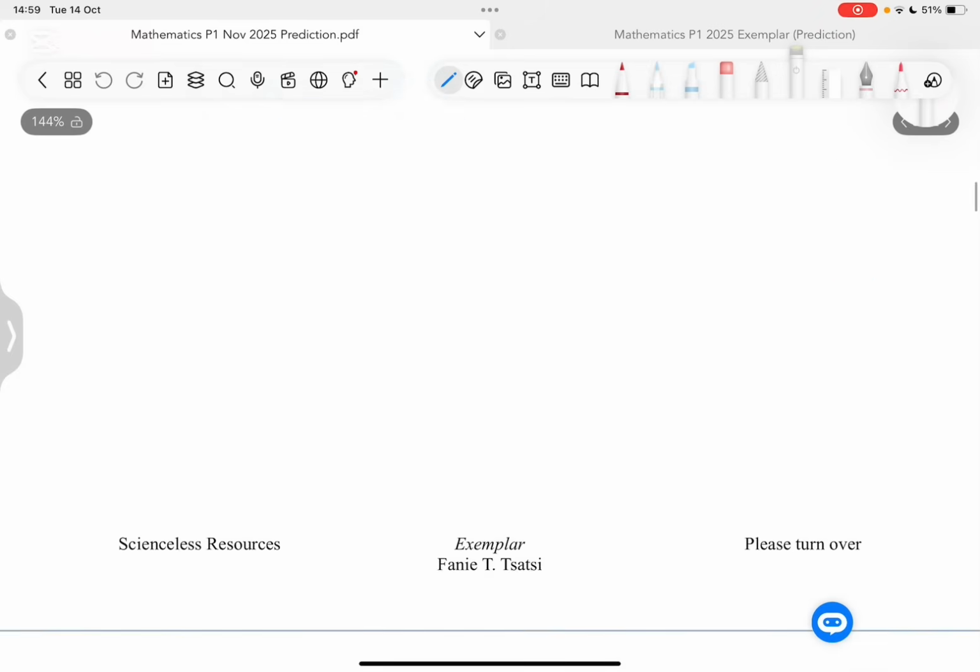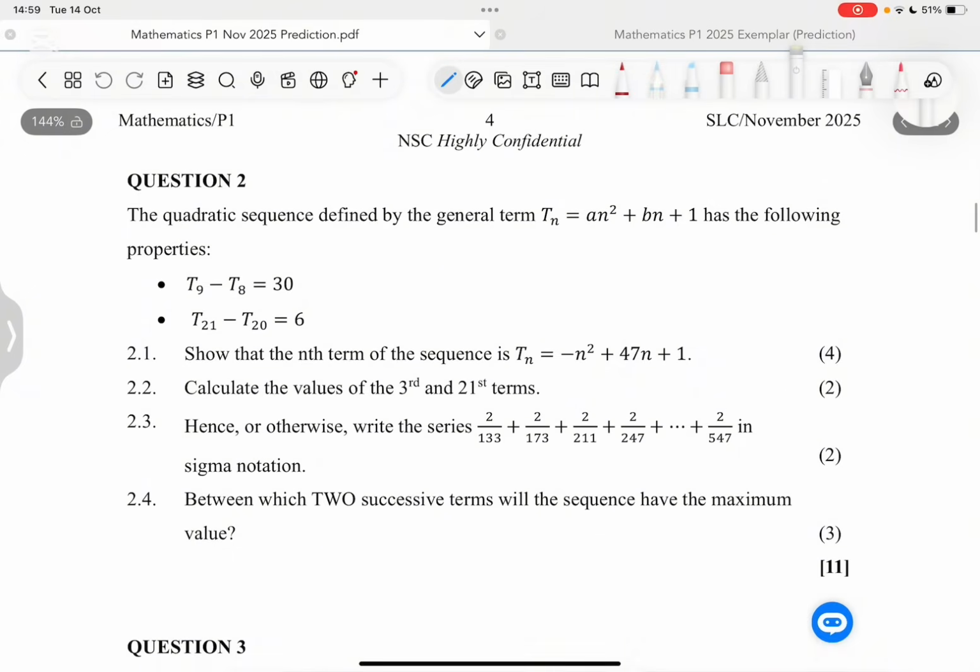Now, when we go to question 2, the question that will definitely be there would be a question that focuses on sequences and series. Question 2 is most likely going to be a quadratic sequence, because we have 3 types of sequences that we study. Now, this question reads as follows.